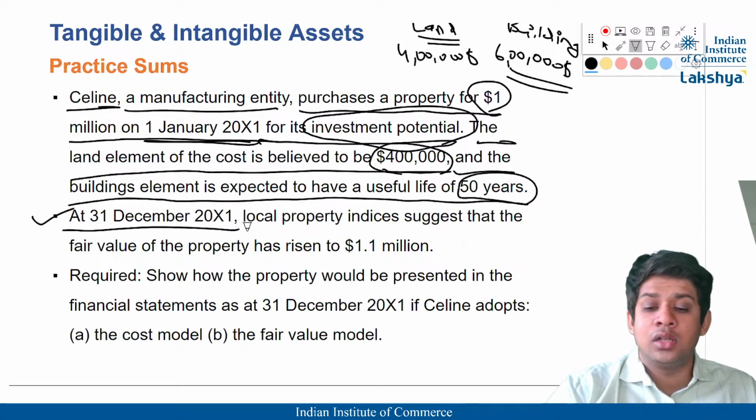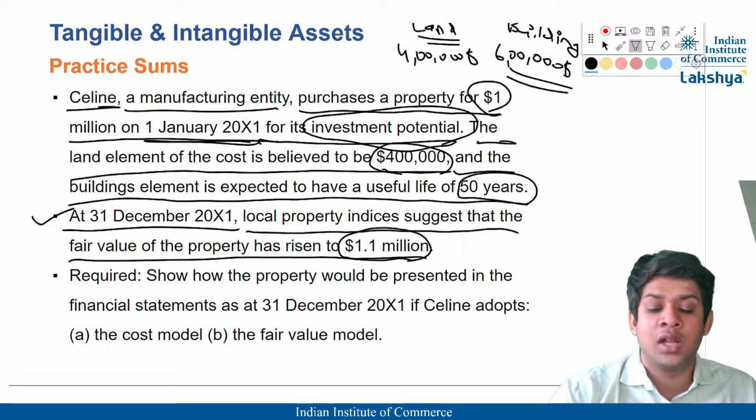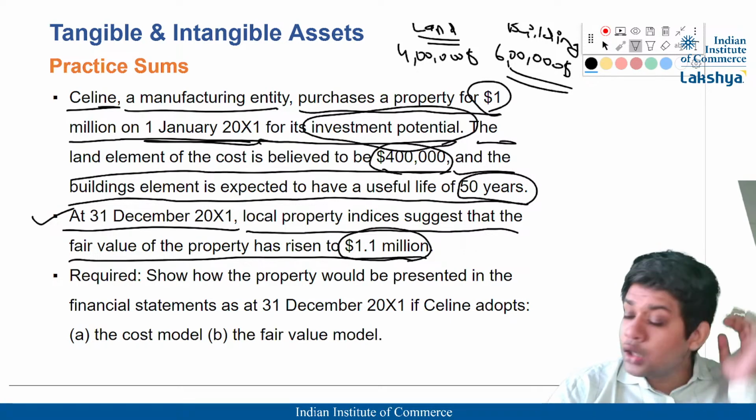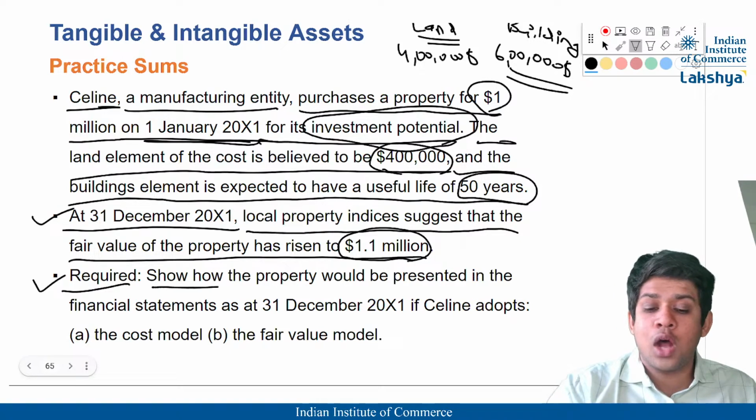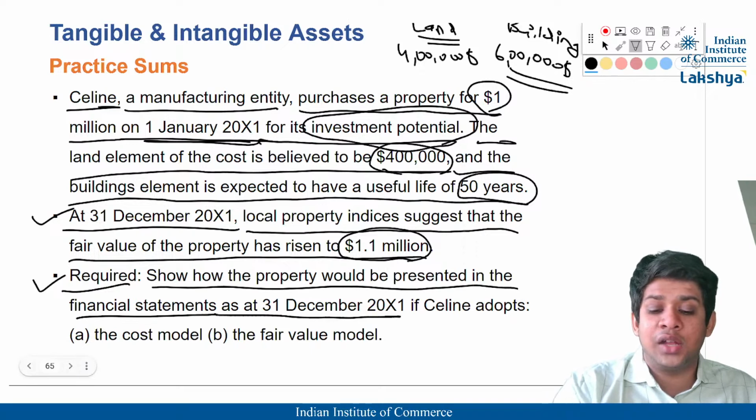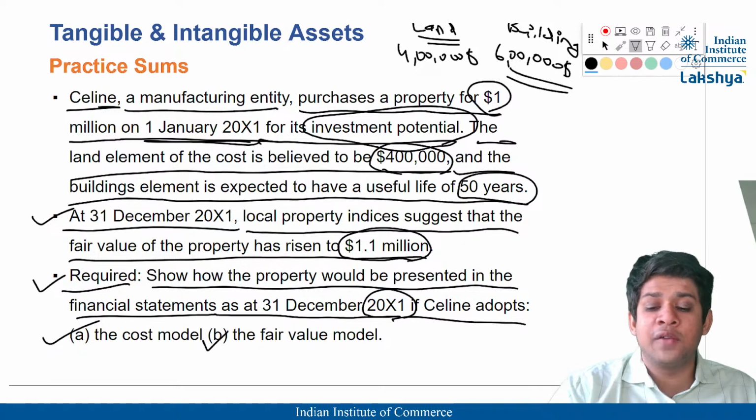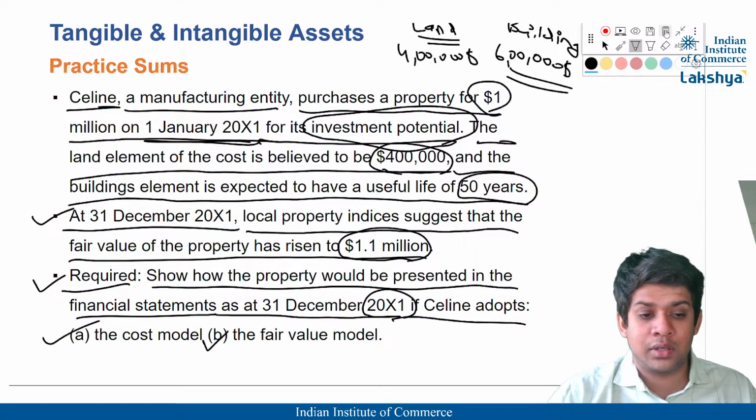At the year end, local property indices suggest that the fair value of the property has risen to 1.1 million. So that means the fair value of the property by the year end has changed. Required: show how the property should be presented in the financial statements as at 31st December 2011, at the year end, if Celine adopts the cost model and if Celine adopts the fair value model. So we are going to understand both the models through this exam.